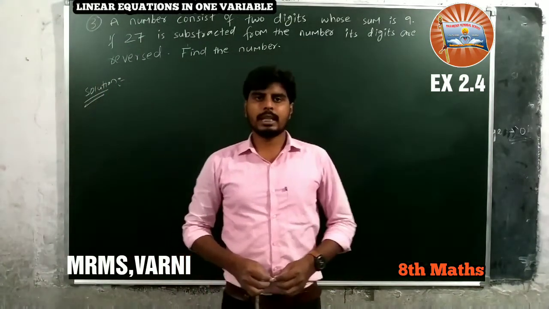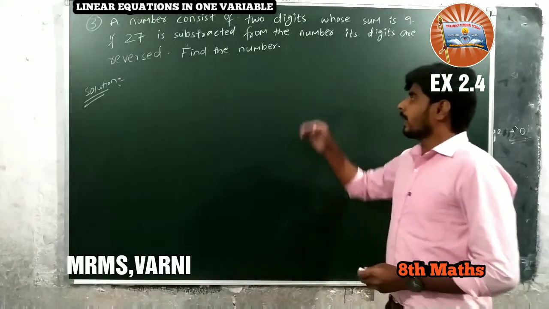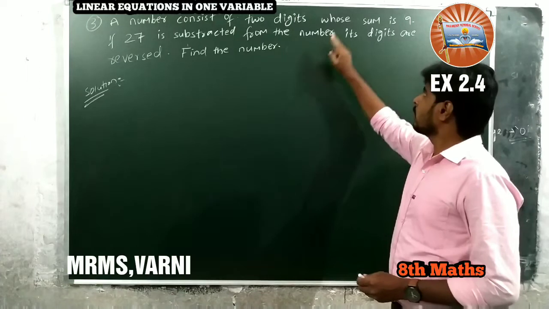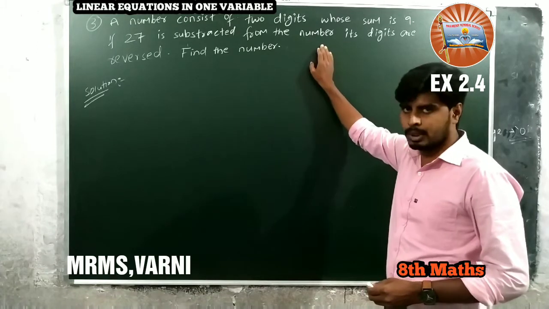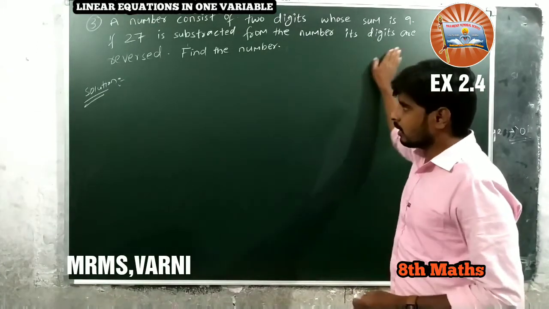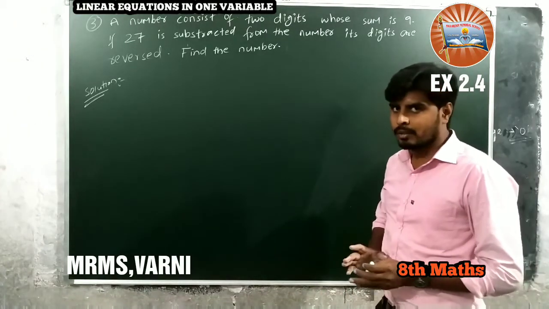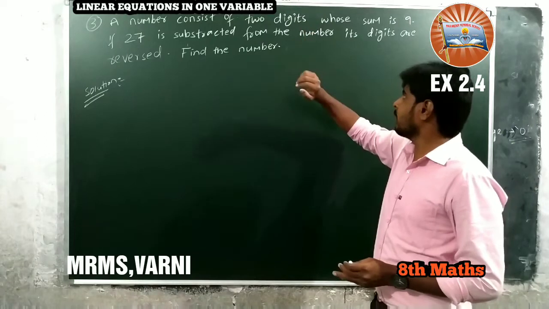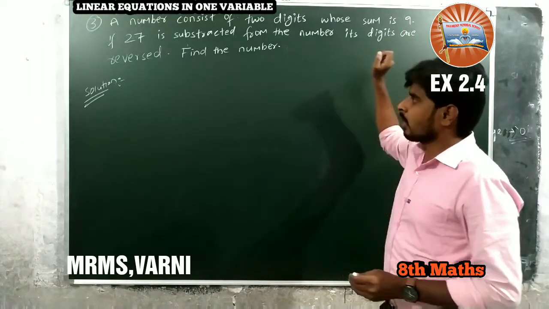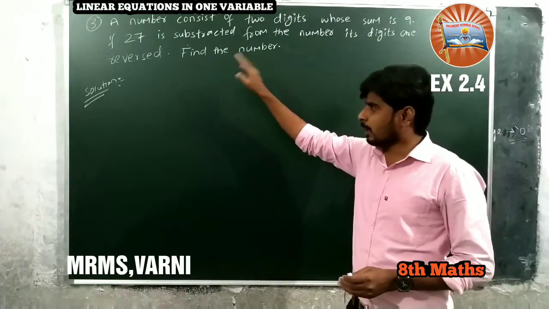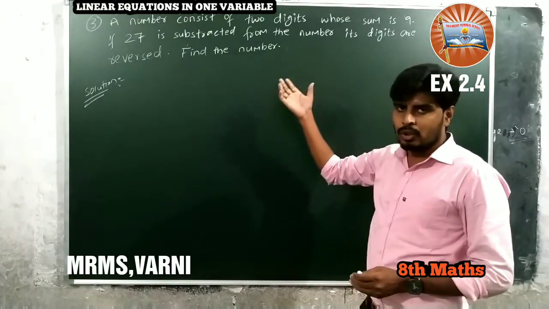Now, exercise 2.4, problem number 3. You get the question? A number consists of two digits whose sum is 9. If 27 is subtracted from the number, its digits are reversed. Find the number. So what is the given information here? A two-digit number is there. The sum of the two digits is 9. And if we subtract 27 from that number, we will get the reversed number.